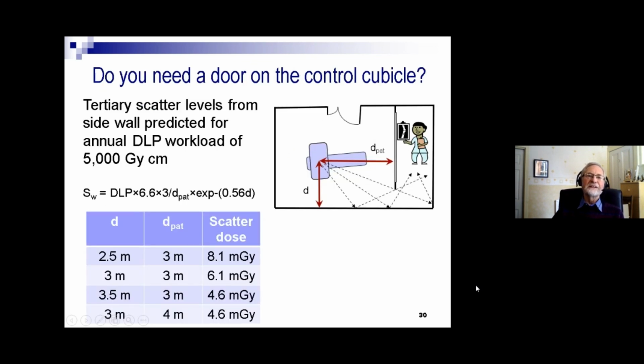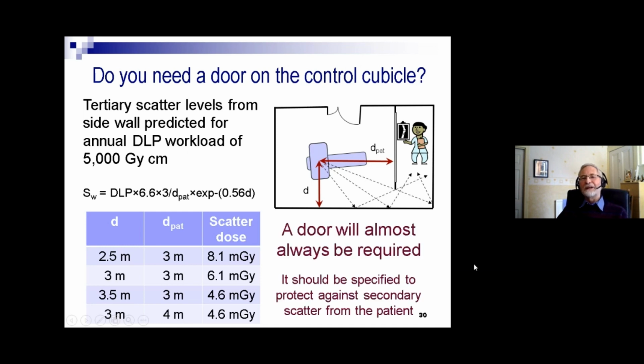But for tertiary scatter from the sidewall, the values actually are quite large. So if this is the distance from the wall, you can see as it decreases, the 2.5 meters level gets up to 8 milligray. So a door will almost always be required, and it should be specified to protect against secondary scatter from the patient, so that if you have a door, then people standing behind it will be protected.